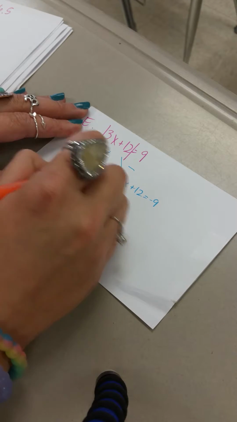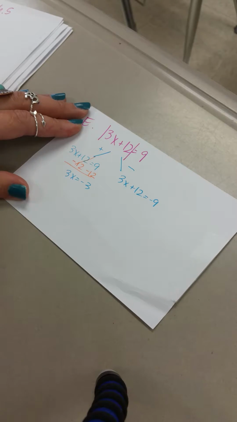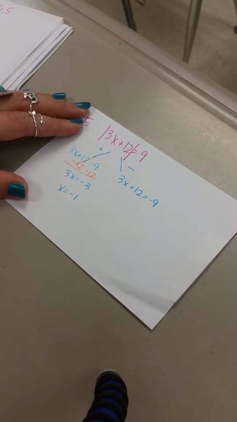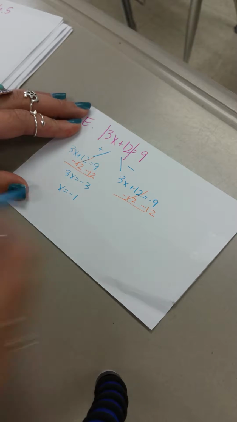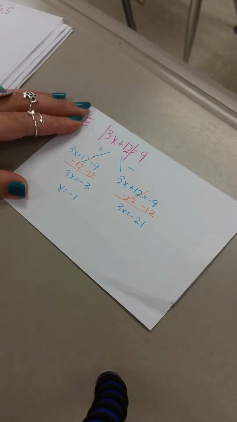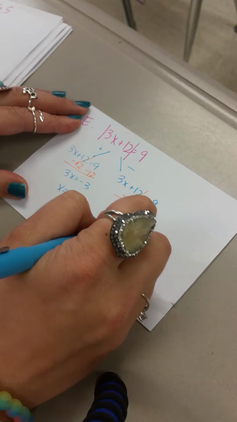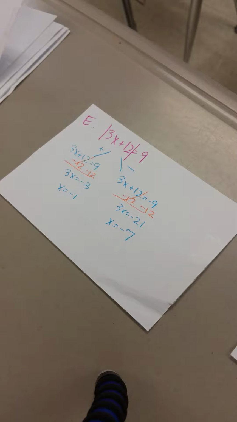So now we subtract 12 from both sides. And we get 3x equals negative 3. So x is going to equal negative 1 because we divide both sides by 3. Over here, I'm subtracting 12. And I get 3x equals negative 21 because negative 9 minus 12 is negative 21. You divide by 3 and you get x equals negative 7. So where you see the negative 1 and the negative 7, please go back and fill in an E on there. I'll give you a minute to correct.